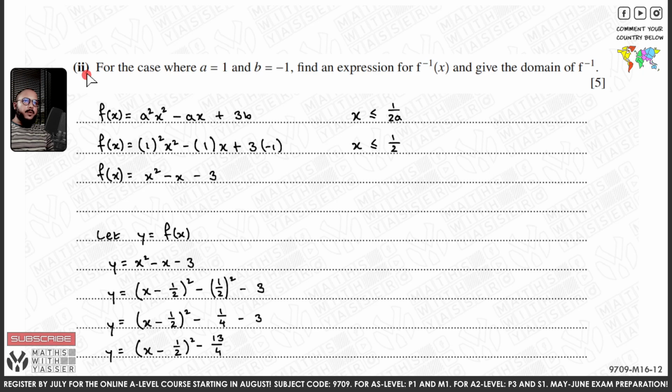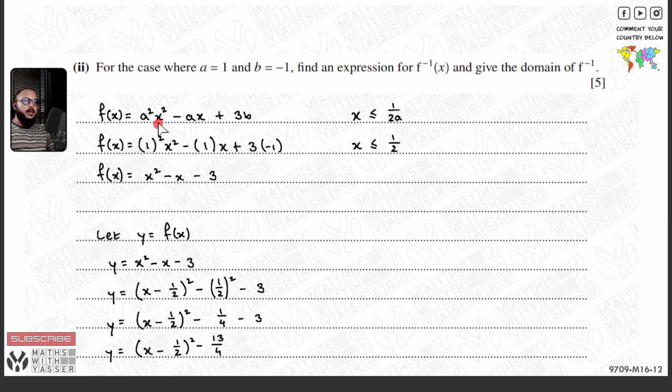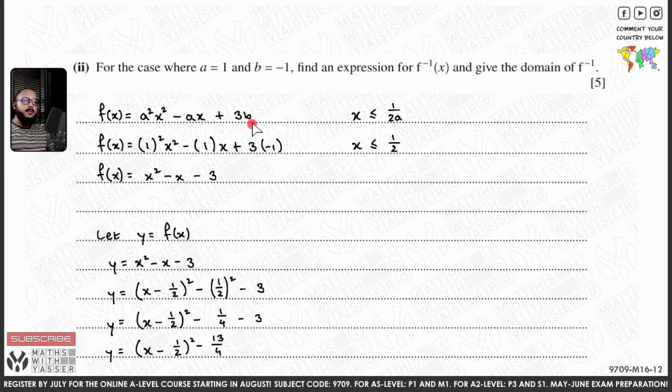For the second part of the question, for the case where a equals 1 and b equals negative 1, we need to find an expression for the inverse of the function, and we also need to give the domain for the function. So first, let's remember what the function originally was. It was a square x square minus ax plus 3b, and the domain was x is less than 1 over 2a.